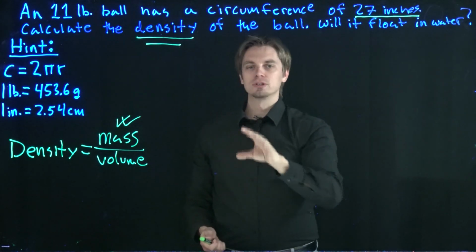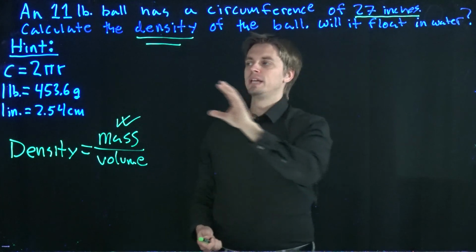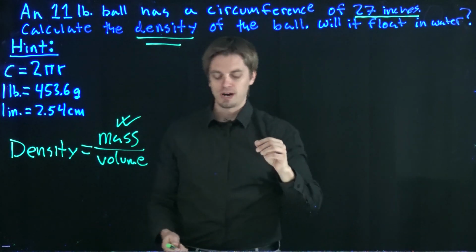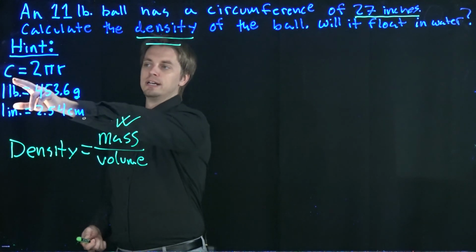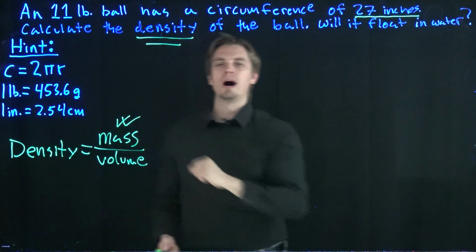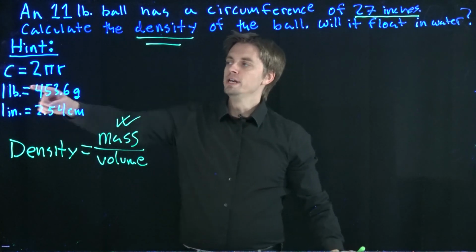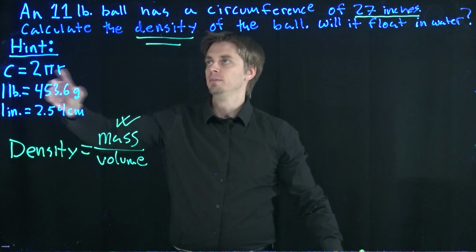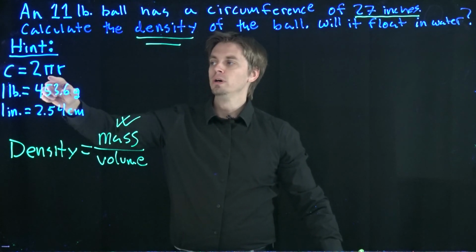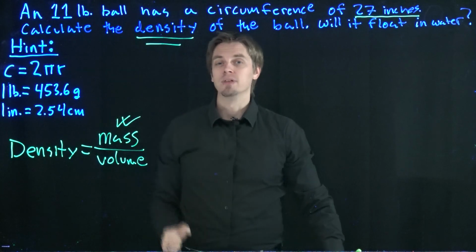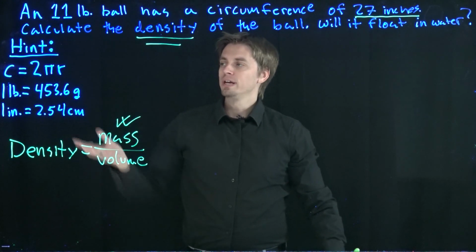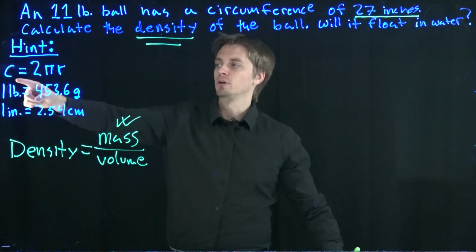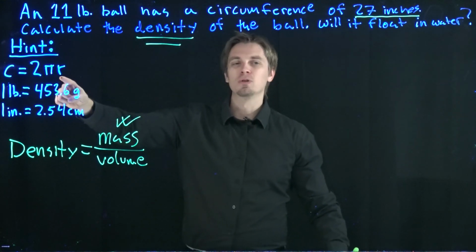Now this is going to be a multi-step process. The problem tells us a couple hints that will help us along the way. So the first hint that's provided is this guy right here. This relationship C equals 2 pi r. All right? This relationship is telling us that C, the circumference of the ball, is equal to 2 times pi times the radius of that ball. All right? So we want to think, well, how might this be helpful? Well, if we plug in our 27 for the circumference, we would then be able to solve for the radius.